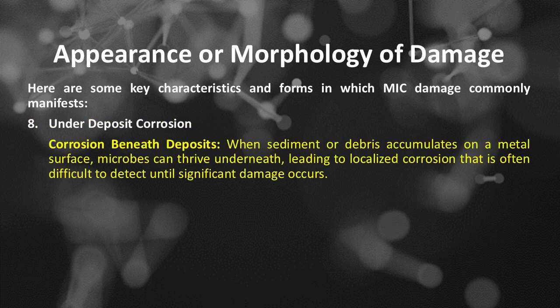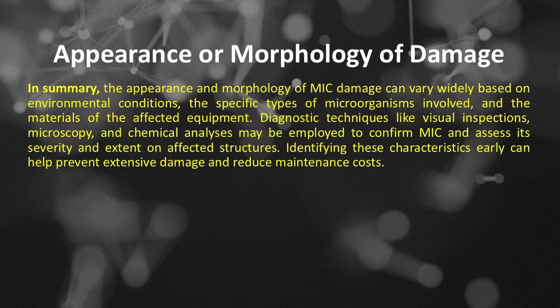Corrosion beneath deposits: when sediment or debris accumulates on a metal surface, microbes can thrive underneath, leading to localized corrosion that is often difficult to detect until significant damage occurs. In summary, the appearance and morphology of MIC damage can vary widely based on environmental conditions, the specific types of microorganisms involved, and the materials of the affected equipment.